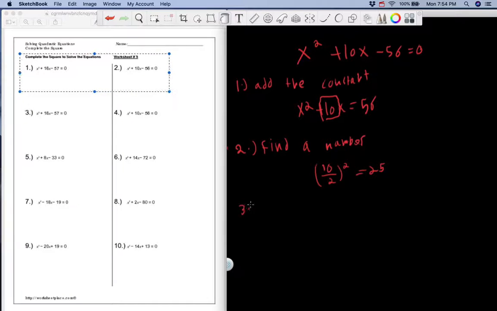The third step is add. So we're going to add that number now. So we're left with x squared plus 10x plus 25 is equal to, now here you've got to be careful because we have to add it to both sides, right? Because this equation doesn't care that we're using a trick to add a certain number. We're still adding a certain number to the left, so we have to add it to the right as well.